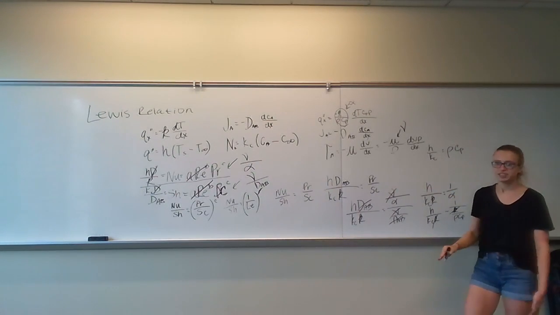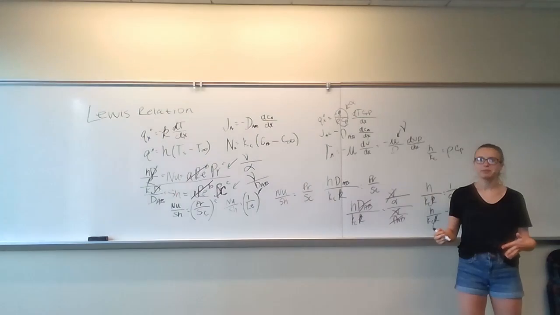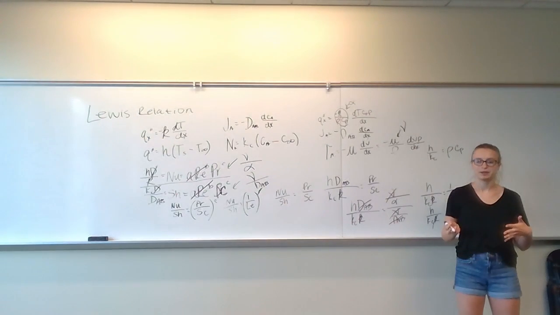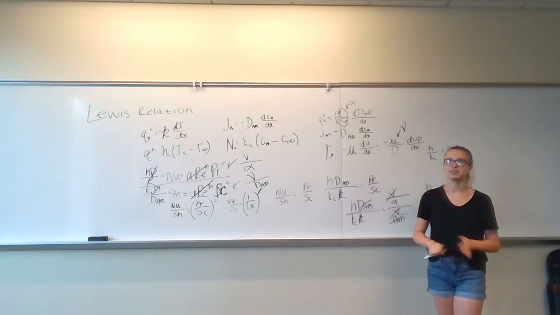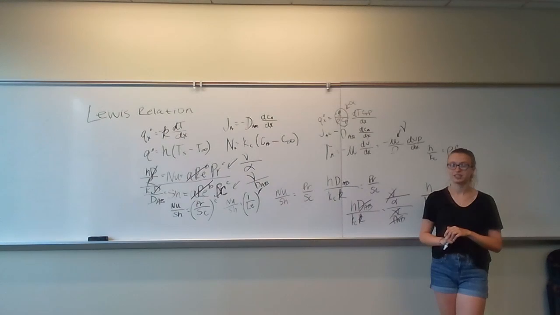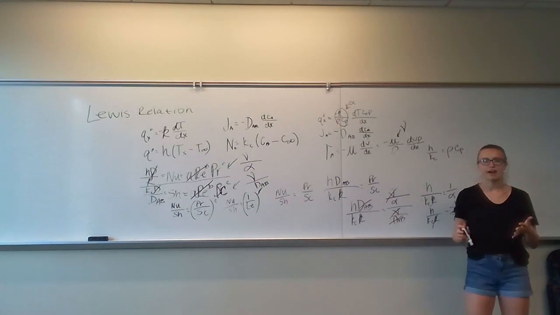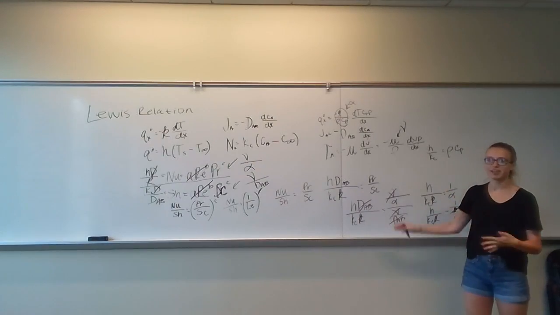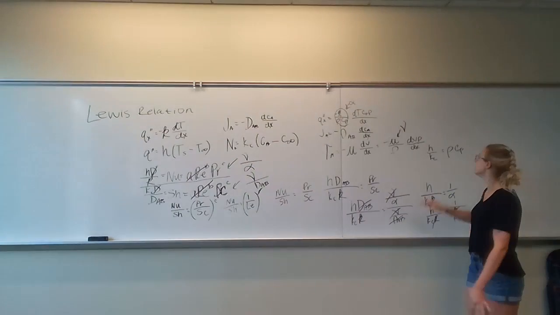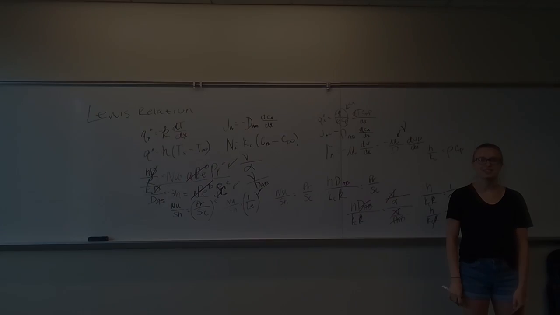The mass transfer coefficient is very hard to come by because the experiments to find it are very, very difficult, but the heat transfer coefficient is much easier to find through heat transfer experiments. So we can easily find the mass transfer coefficient by finding the heat transfer coefficient and relating it to the volumetric heat capacity.